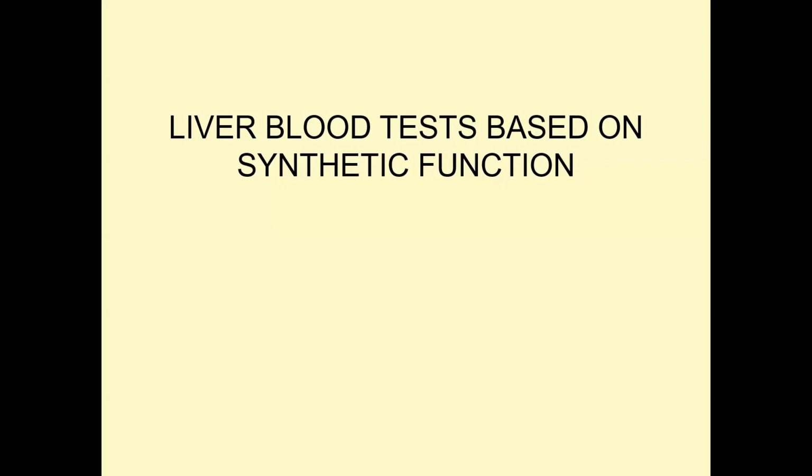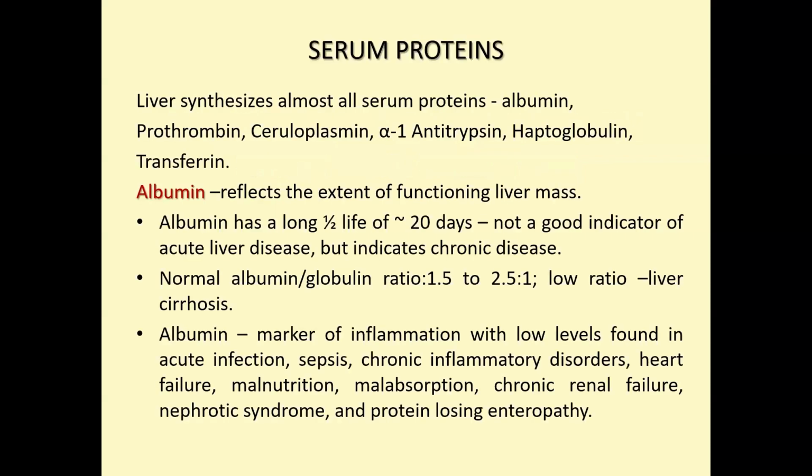Albumin. So albumin is one of the commonest proteins synthesized by the liver. Liver synthesizes almost all the serum proteins like albumin, prothrombin, ceruloplasmin, alpha-1 antitrypsin, haptoglobin, transferrin. All these except immunoglobulins. Immunoglobulins are synthesized by plasma cells. So albumin reflects the functioning liver mass. It has a very long half-life, about 20 days. Therefore, it's not a good indicator of acute liver disease. It's chronic. Okay.